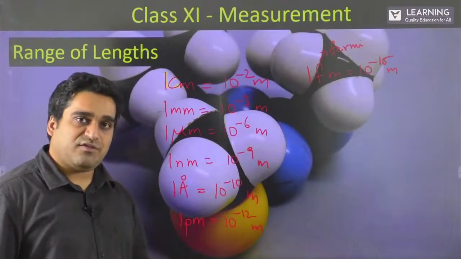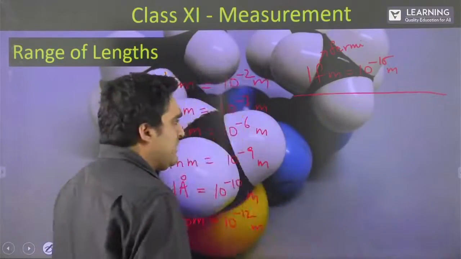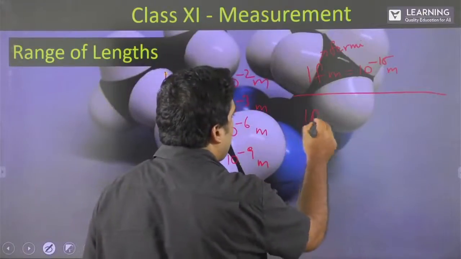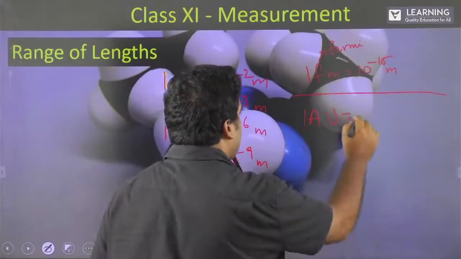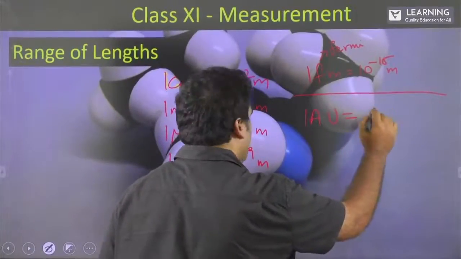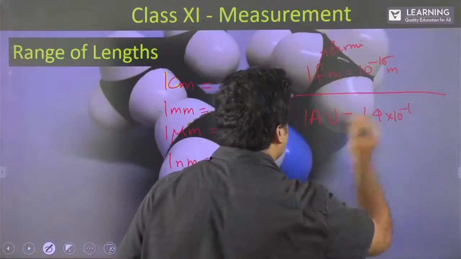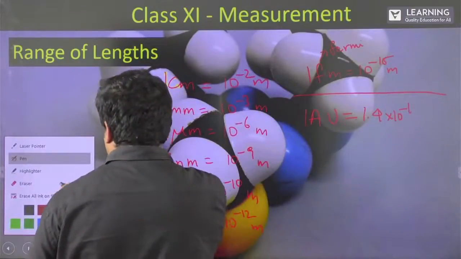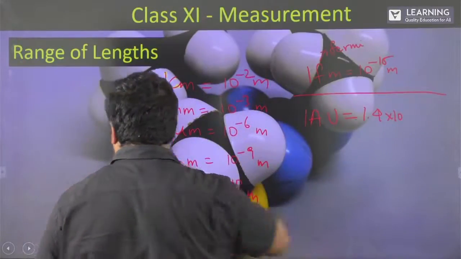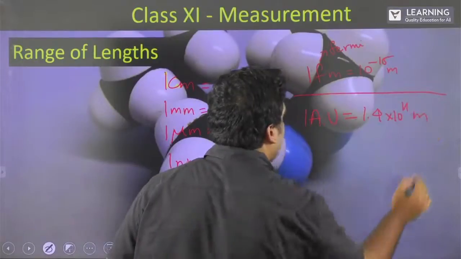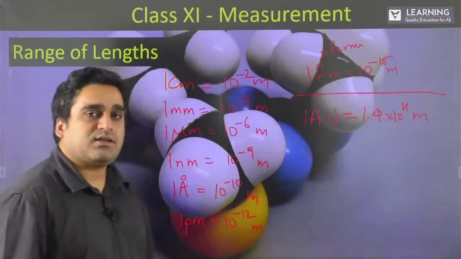Now we move to a range of higher order, big scales. So the bigger scales is 1 astronomical unit, or simply we just put it as AU. 1 astronomical unit, which is of the order roughly about 1.4 into 10 raised to plus 11 meters. Astronomical unit is basically the distance between the sun and the earth.